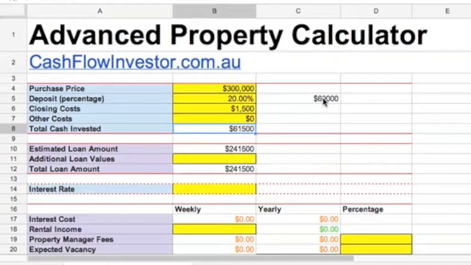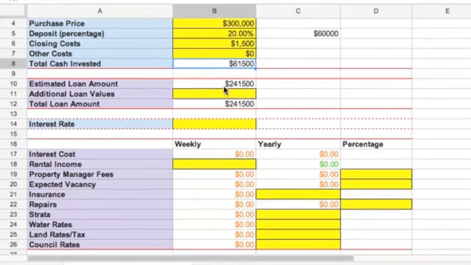So this will now show you your deposit here. And this will also show you how much total cash you have invested in the deal. It will also estimate your loan amount. Now, if your loan amount is different or you have a bit of extra loan, I've got an extra $5,000 personal loan that I'm going to throw onto my mortgage. So we'll add that in there.